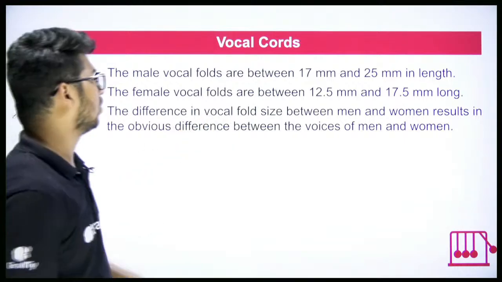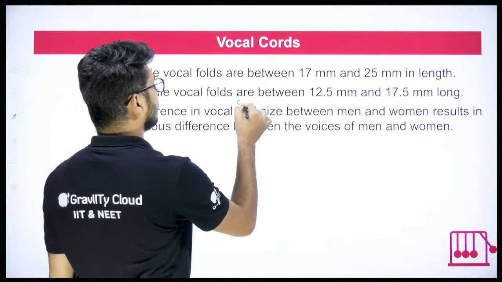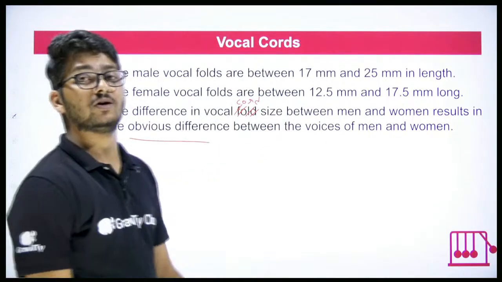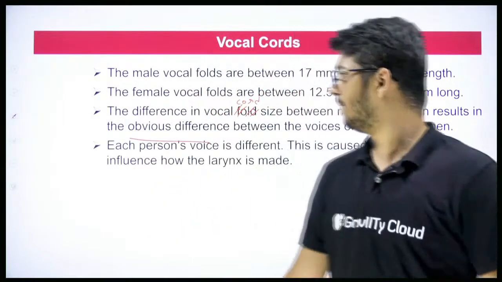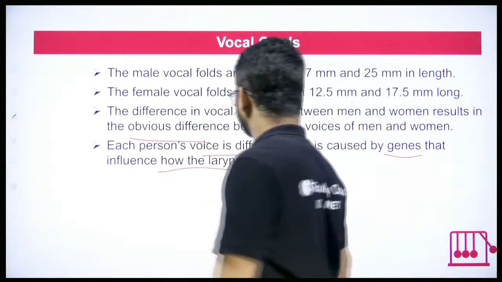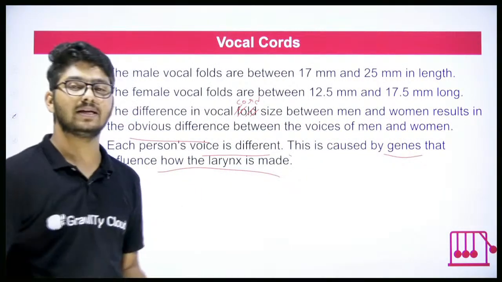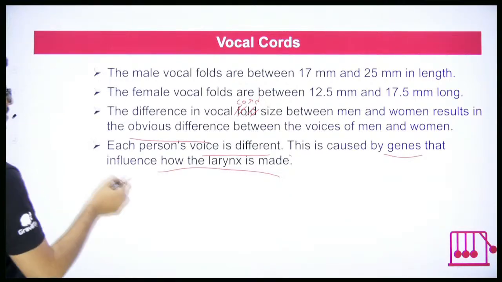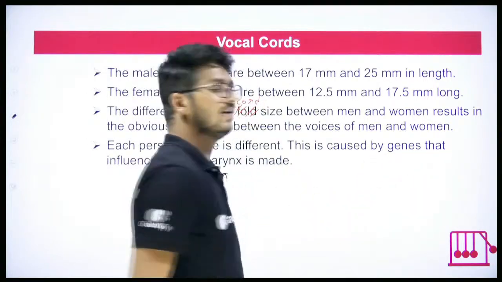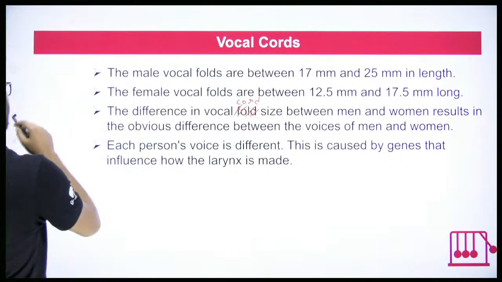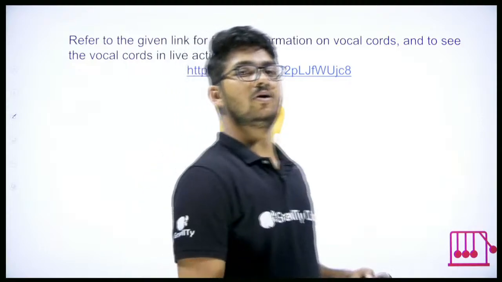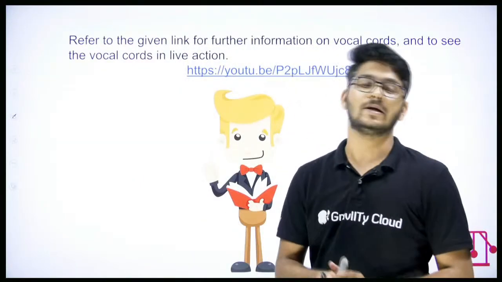Okay. The difference in vocal cord size between men and women results in the obvious difference between the voices of men and women. Good? And each person's voice is different. This is caused by genes that influence how the larynx is made. Genes make sure of that. Understood? That is the reason why we have voice detection things. We have devices that detect voice. Good?